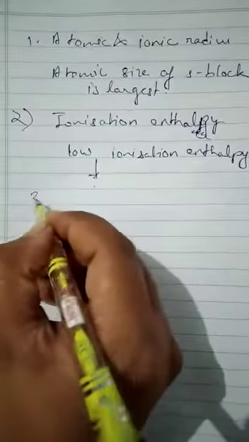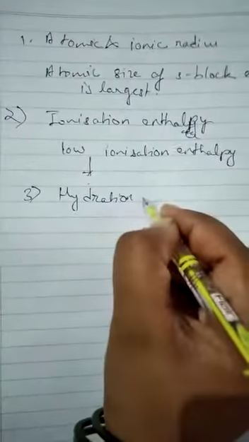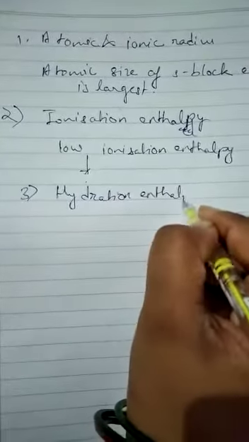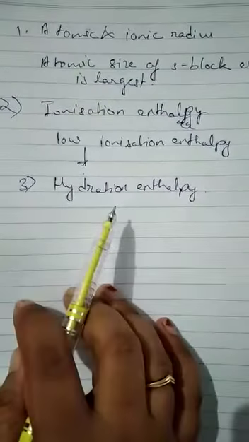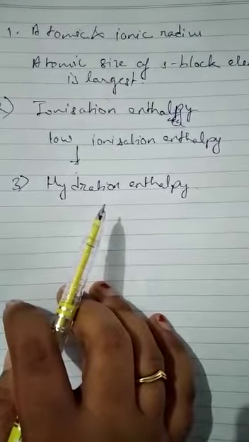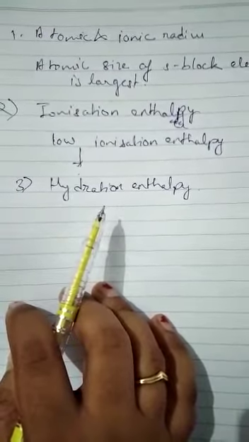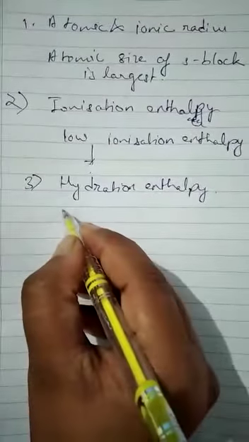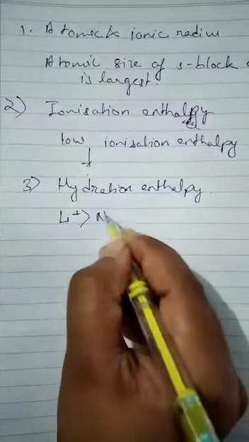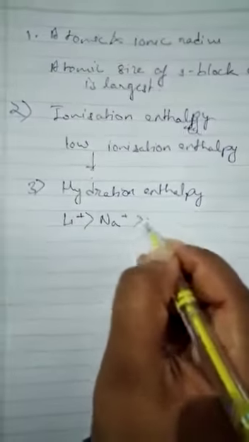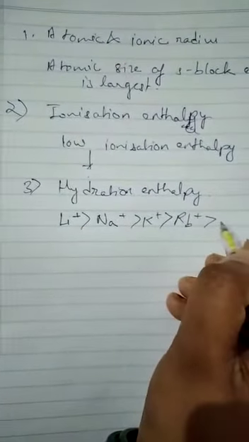Now let's talk about the hydration enthalpy. Okay, hydration enthalpy. The hydration enthalpies of alkali metals decrease with the increase in sizes. Okay, so in this case for lithium it will be the most, and after that sodium, then potassium, then rubidium, and the least will be in cesium.